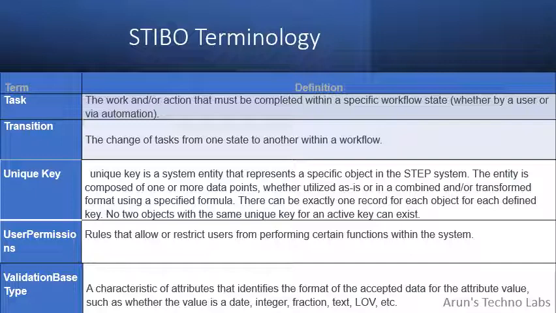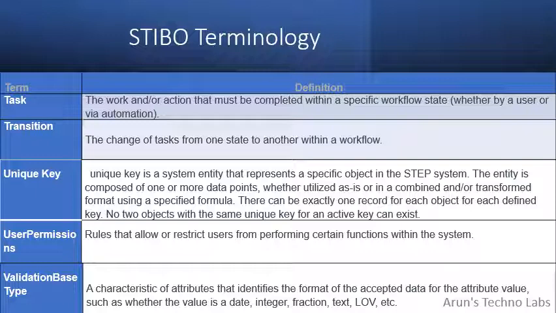Unique key. The unique key is kind of the identifier itself that is unique. It means no two objects will have the same ID. So whenever you're creating STIBO objects, no two objects will have the same ID. So that is a unique ID, unique key. It is a unique key for each STIBO object, whatever objects you created as part of the step configuration. User permissions are rules that restrict the users from performing certain functions within the system.